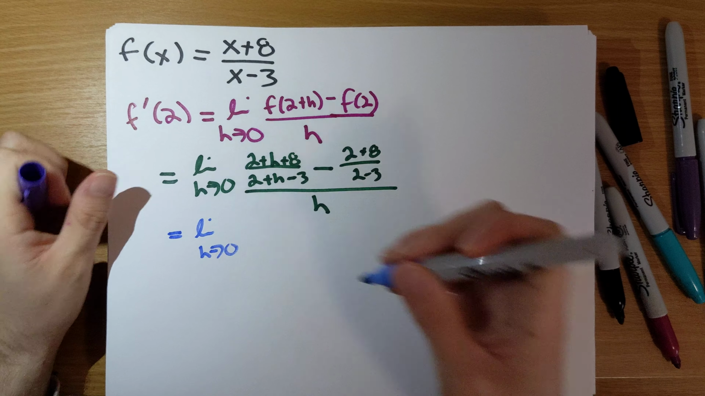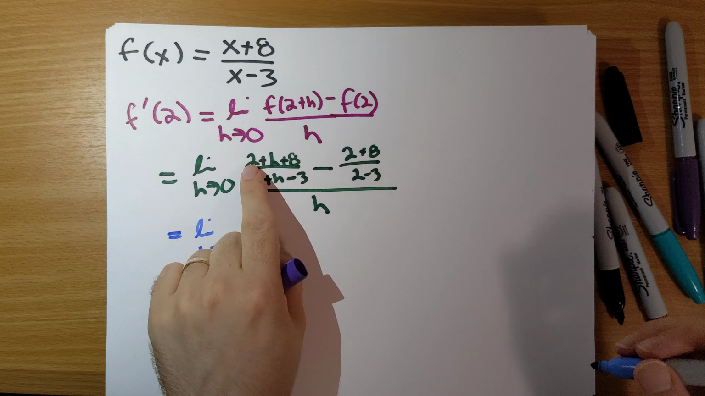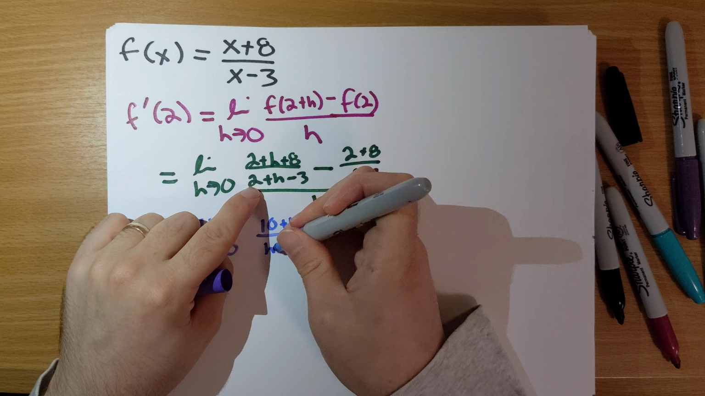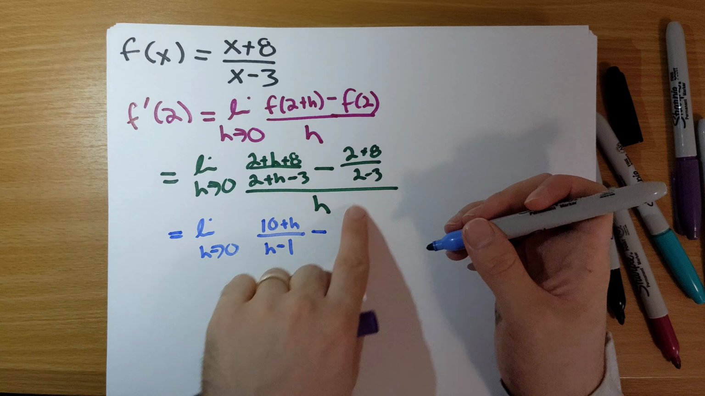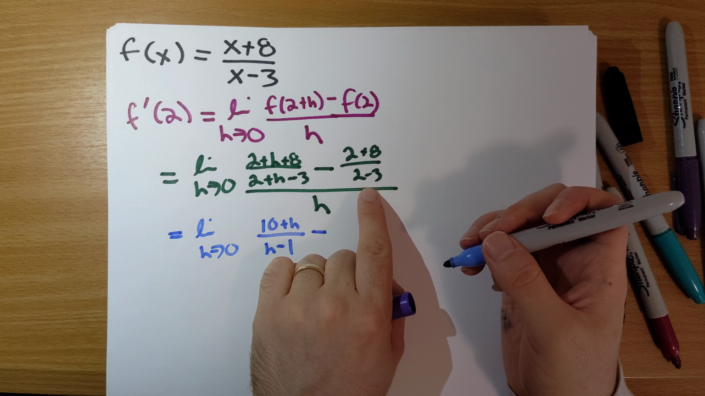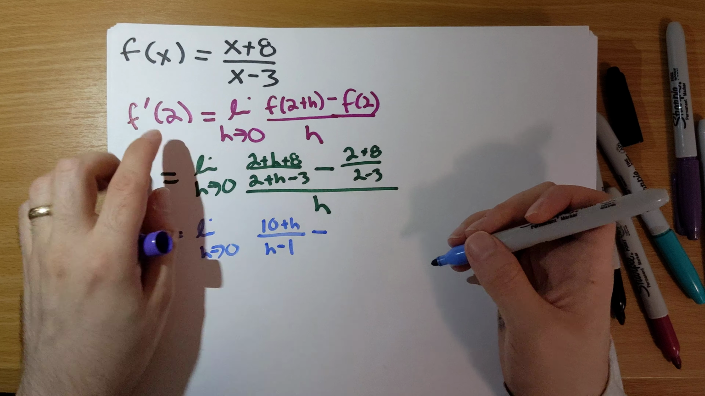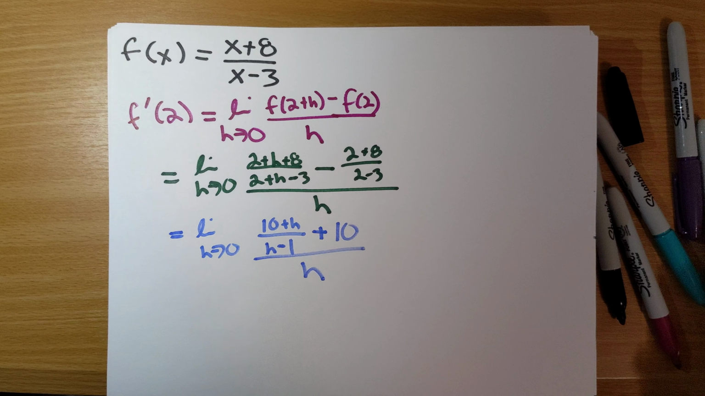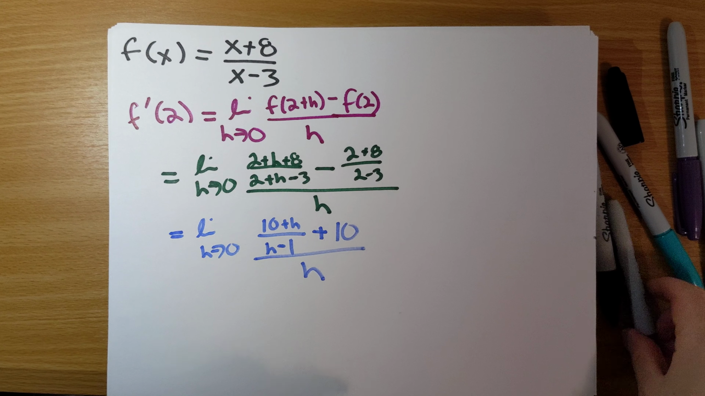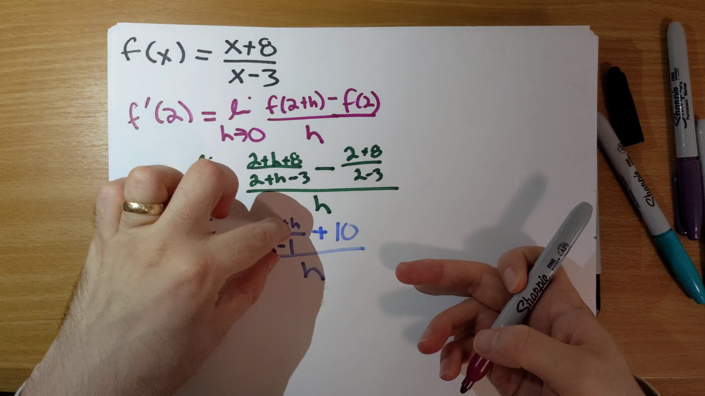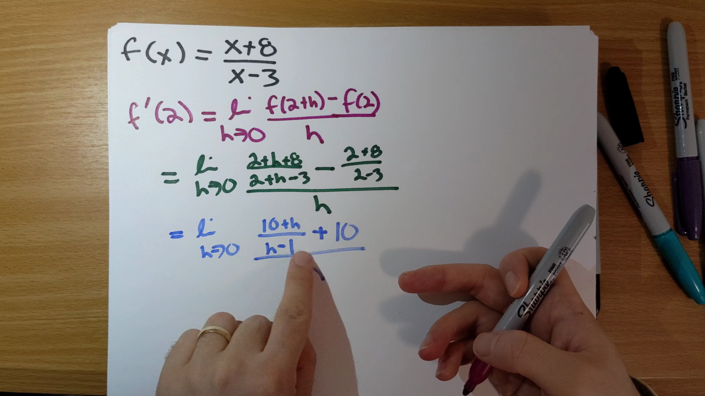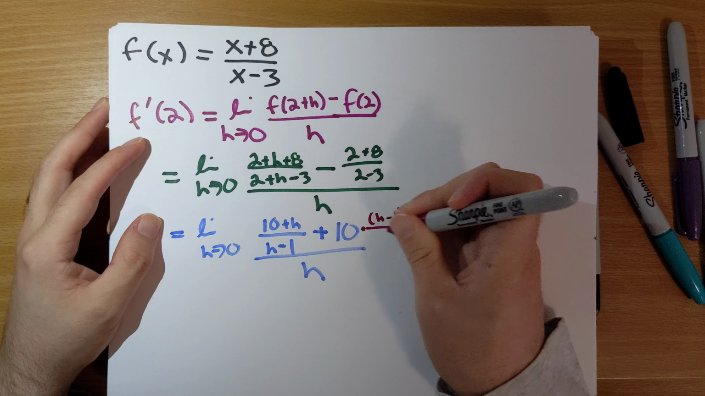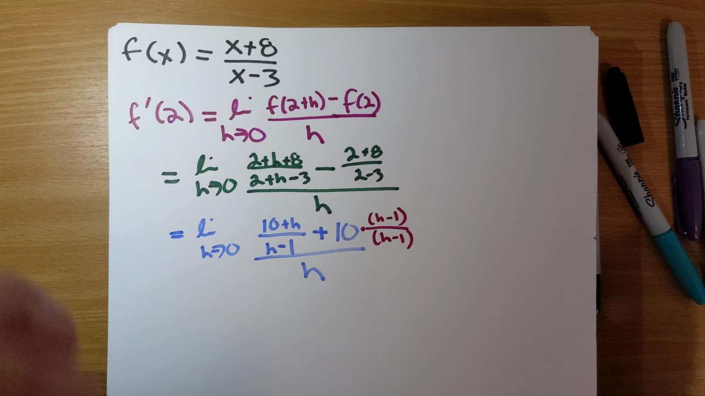Okay, now we want to simplify this. Okay, 2 plus 8 is 10 plus h over h minus 1. Minus, this is 10 over negative 1 is negative 10. Subtracting negative 10 is adding 10. Okay, so this is where we're at. We want to put everything in the numerator over a common denominator of h minus 1. So let's multiply 10 here by h minus 1 over h minus 1.